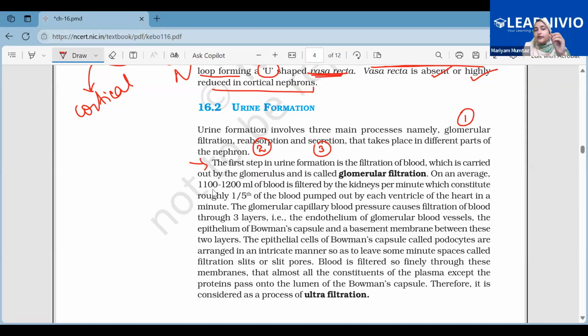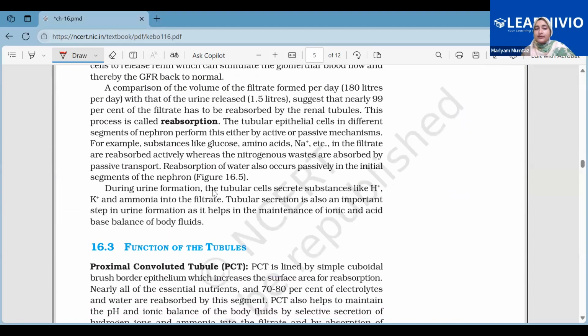The first step of urine formation is the filtration of blood. Where does it take place? Remember that the blood gets filtered in the glomerulus, and that is why we call this filtration the glomerular filtration. Now, on average, 1100 to 1200 milliliters of blood is filtered by the kidneys per minute, which constitutes roughly 1/5 of the blood pumped out by each ventricle of the heart in a minute. So the glomerular blood capillary pressure causes the filtration of blood through three layers.